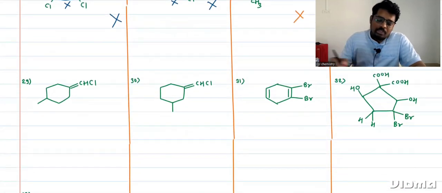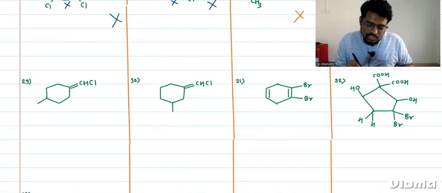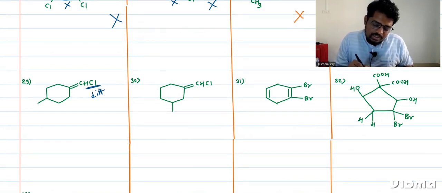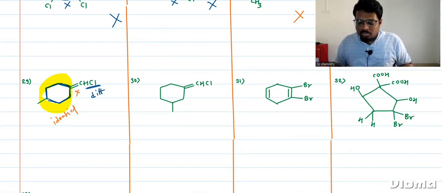Yes. Next is, so we have to check around the carbon-carbon double bond. Now check CH-Cl. Here the groups are different, but on the other side we have CH2, CH. Here also CH2, CH. So these groups are identical. So this is an identical system, so no geometrical isomer around the carbon-carbon double bond.